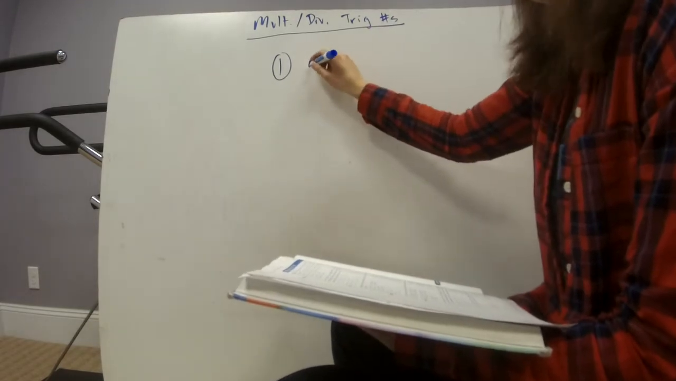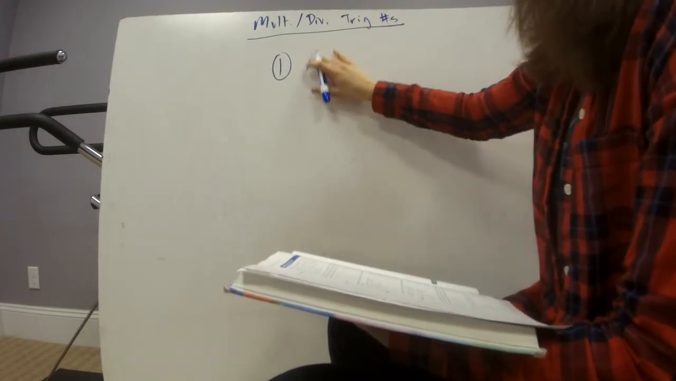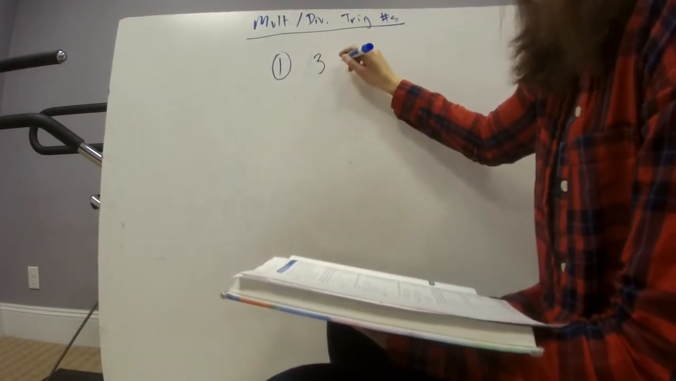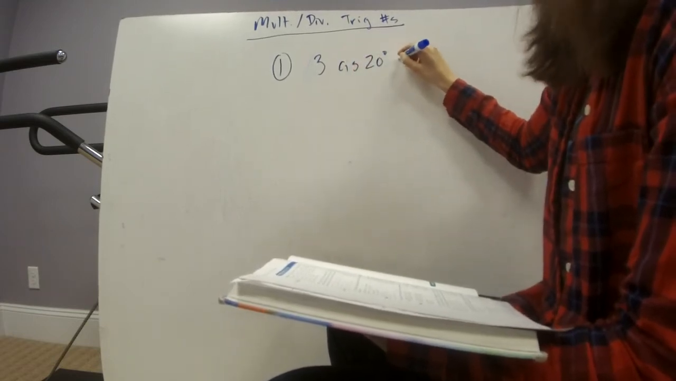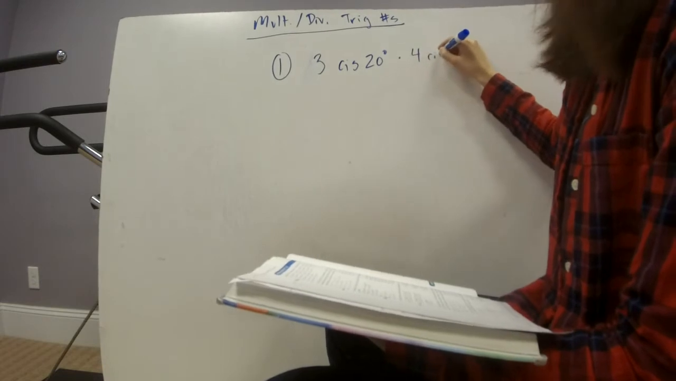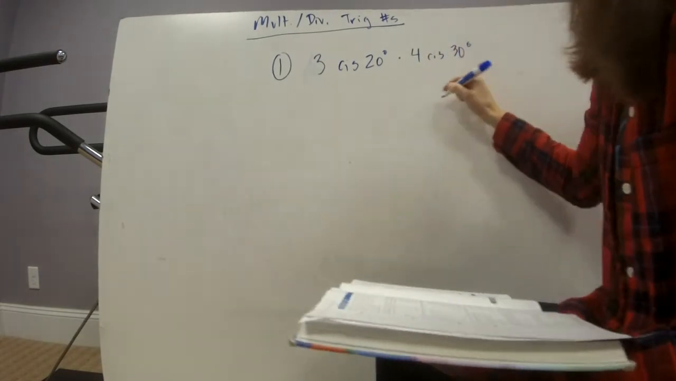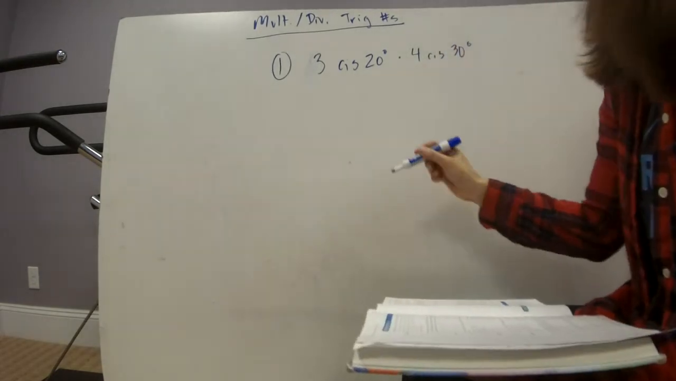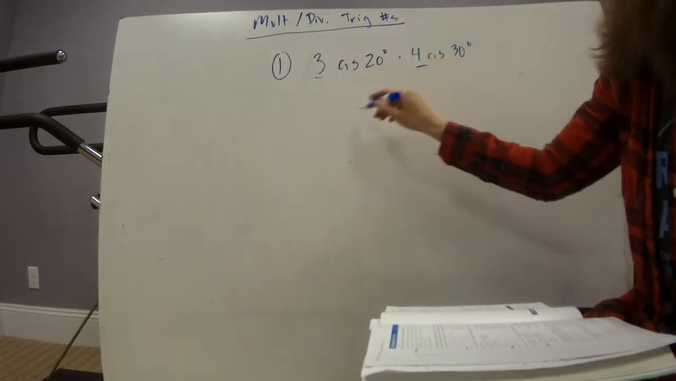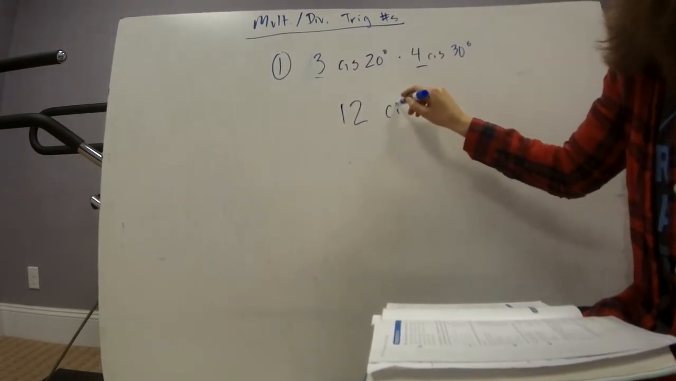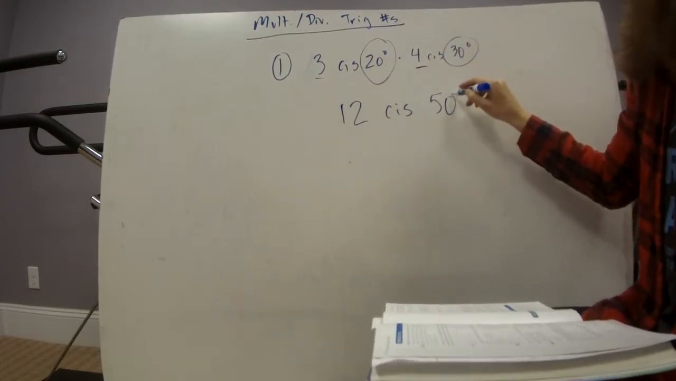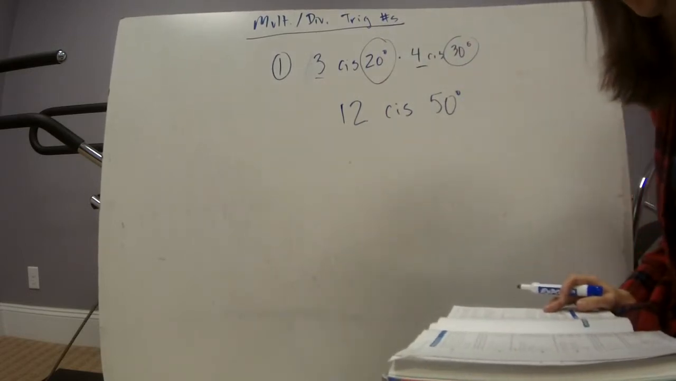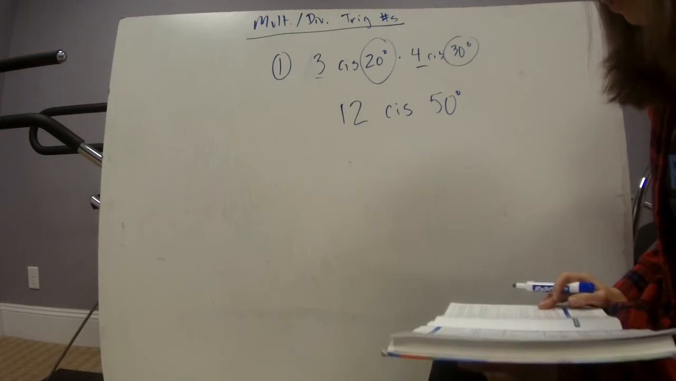So number 1 is 3 cosine 20 plus I sine 20, and I'm just going to write 3 cis 20, times 4 cis 30. To multiply trig numbers, it's really, really easy. You literally just multiply the outside numbers, so multiply those and get 12. But you add the angles. Okay, cis 50. So that's what that is. You might be like, well, that's pretty easy.